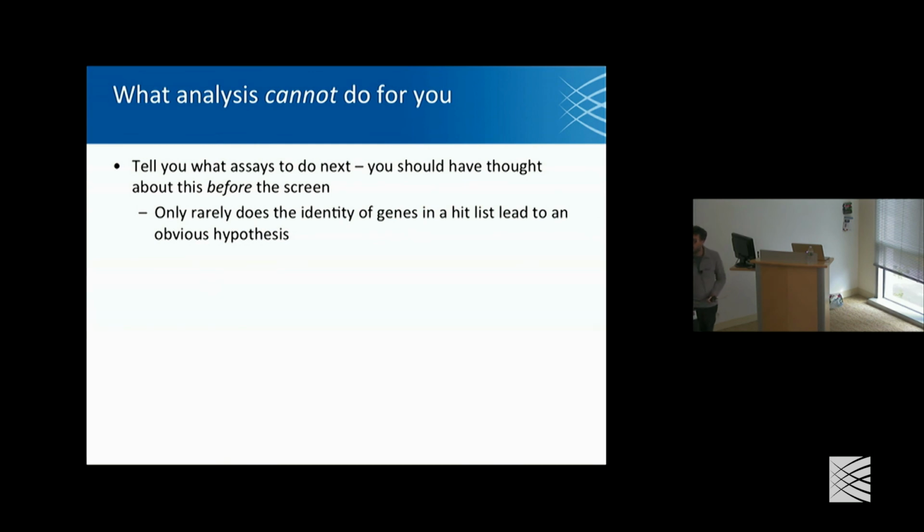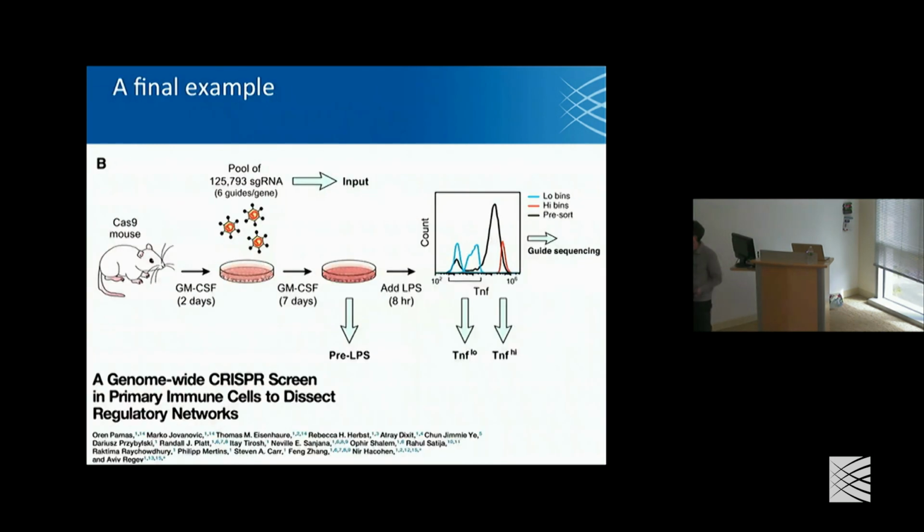Make sure you know that before doing a screen, because you can get stuck in having a hit list, but then not really knowing what to do. And no amount of validation of saying, well, okay, yeah, put in more guides, and yep, I've confirmed my phenotype, and yep, I've done a rescue experiment. That's not really moving your project forward. You need to know, why did I do this screen? What are the experiments that are going to come next? How am I going to make a story out of my screen?